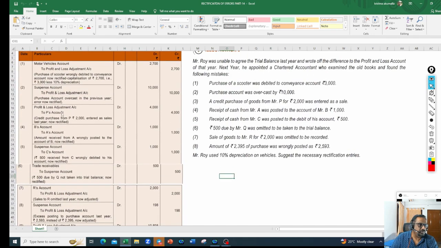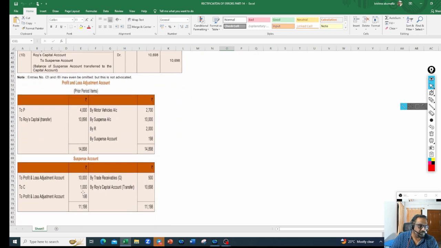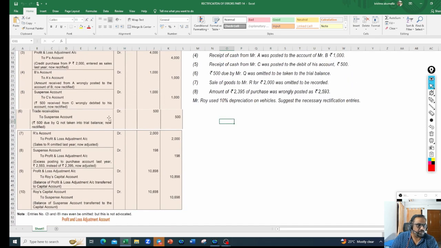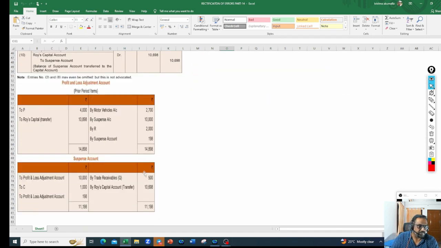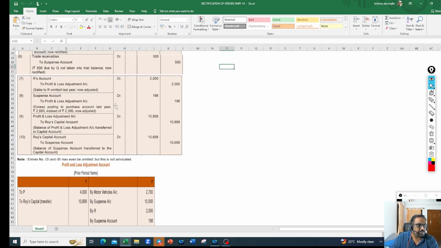Third entry there is no suspense account. Fourth entry there is no suspense account. Fifth entry suspense account is debited with 1,000. Suspense account is debited with 1,000 here. Next. Trade receivable account debit, suspense account credit. Here suspense account is credited with 500. Go and see whether 500 is credited. Yes, 500 is credited. Then what we are supposed to do? Next entry. Is there any entry in suspense account or nothing?